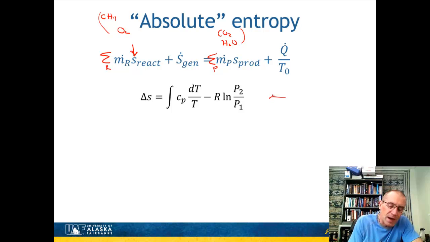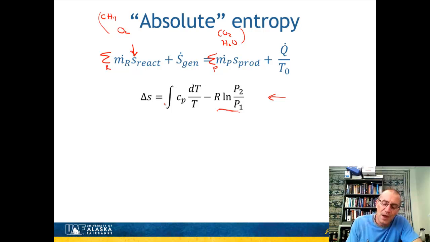Remember this equation from Chapter 7, which allowed us to find a change in entropy. This was for an ideal gas, and it would integrate between two temperatures of Cp dT over T, and then minus R ln of P2 over P1. This arises because it was an ideal gas. We have this term right over here. And we'll stick with everything being an ideal gas for this chapter, so we'll be using this equation.